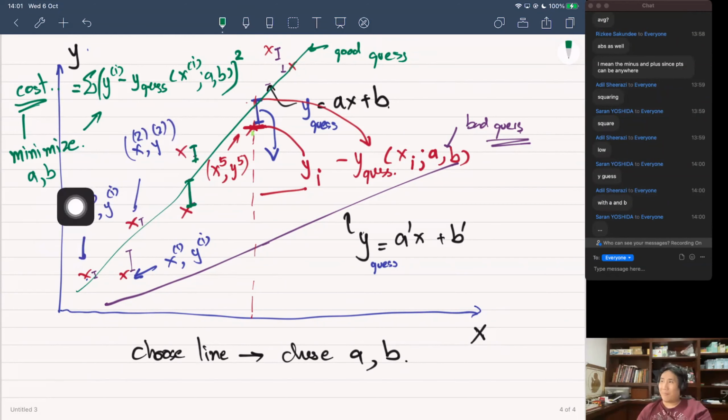Are we good? Okay. Now that sounds more like a mathematical statement that we can get computer to do, right? This is like the first of the series on how to minimize things. Is everyone good with me? Okay. That the question of finding the best line is exactly the same question of finding the best A and B.